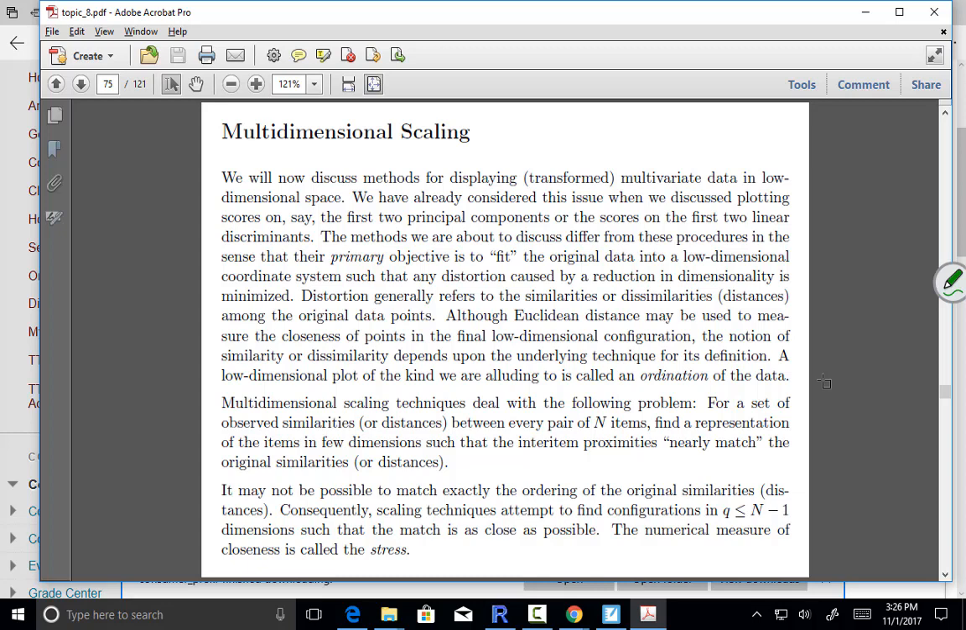For example, longitude and latitude measurements for a bunch of airline destinations. The data I have are geographical locations. The idea of multidimensional scaling is to take data about distances and reproduce them or represent them using a smaller number of variables. Let me show you an example.